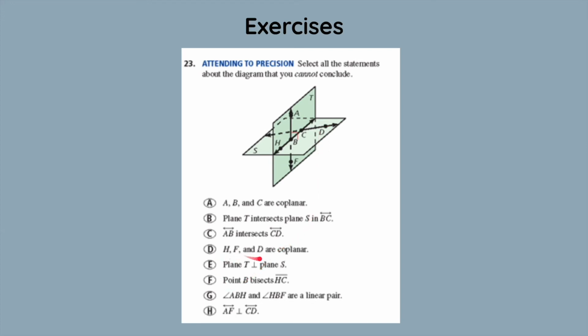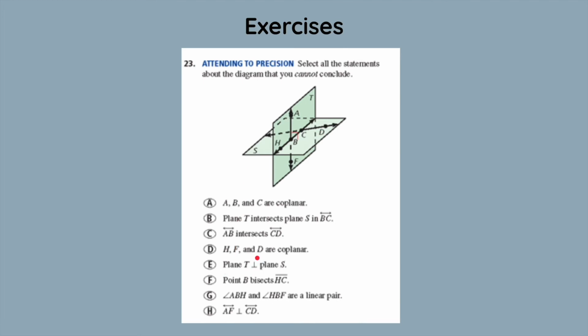H, F, and D are coplanar, and we cannot say this or assume this because we have here point H, point F, and point D, and we can see that they are not on the same plane. So point H can be both on plane T and plane S because it's the intersection point. However, F can only be on plane T, and D is only on plane S.